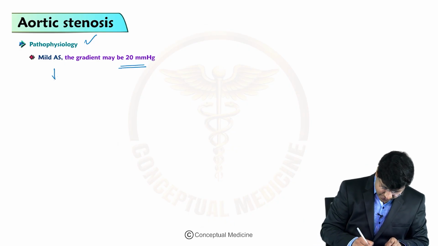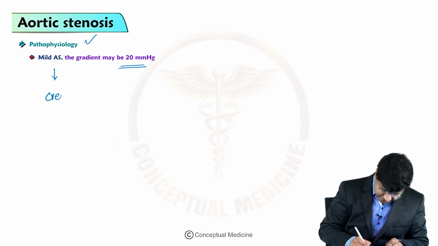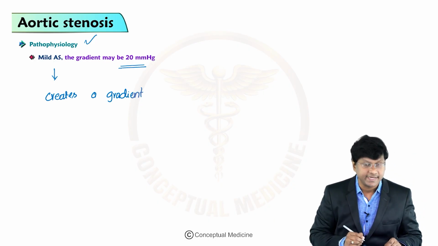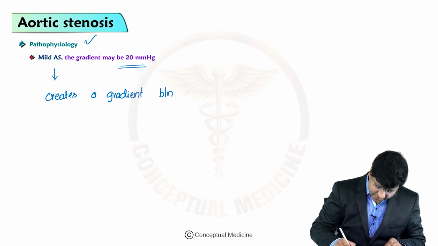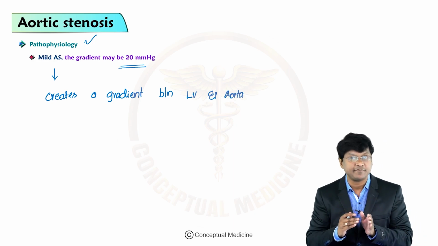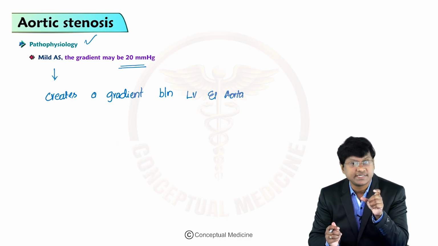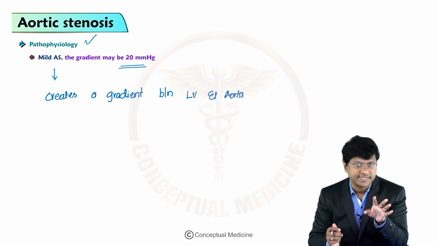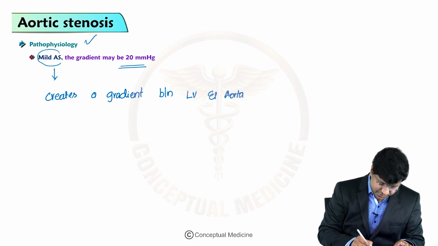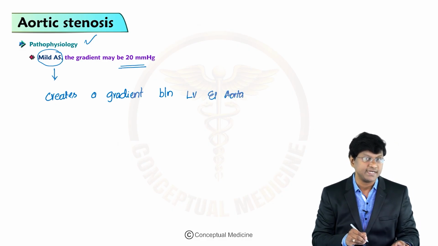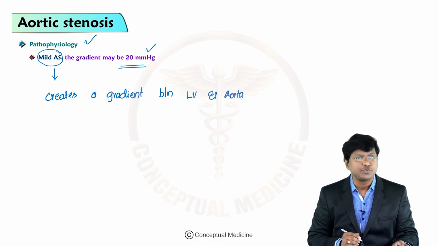So when there is aortic stenosis, that creates a gradient between the left ventricle and the aorta. And the more constricted the valve, the higher the gradient between the left ventricle and aorta. For instance, in patients with mild aortic stenosis, the gradient may be 20 millimeters of mercury.